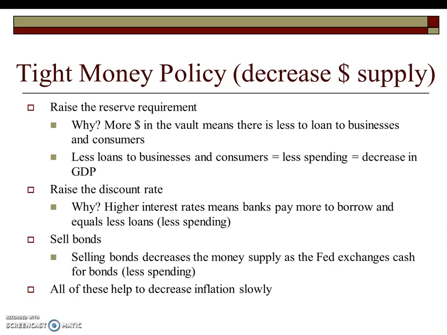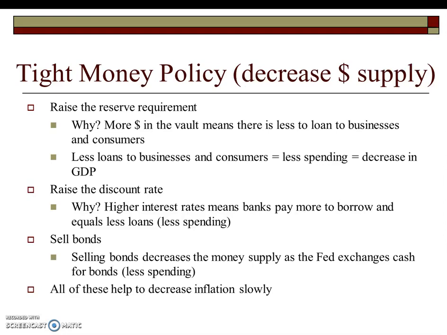And the opposite would be tight money policy. We decrease the money supply. How do we do that? Well, we raise the reserve requirement. Why? If there's more cash in the vault, there is less money to loan to businesses and consumers. Fewer loans to businesses and consumers equals less spending, which equals a decrease in GDP.